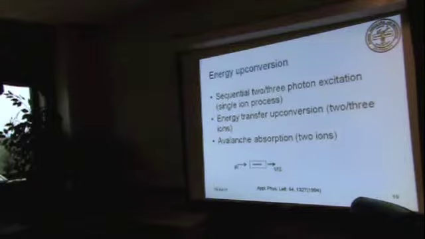This is used mainly for laser development. Nowadays you have diode lasers, which are compact. They emit in the infrared region, around 800 nanometers, which is a common diode nowadays. You can use those compact diodes to pump these ions, and you can build green, blue, and red lasers. So that's where this energy up-conversion is handy.